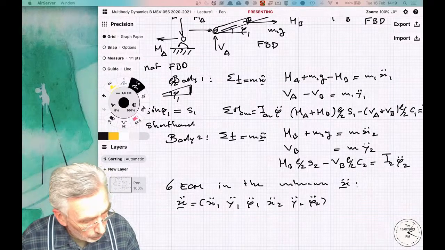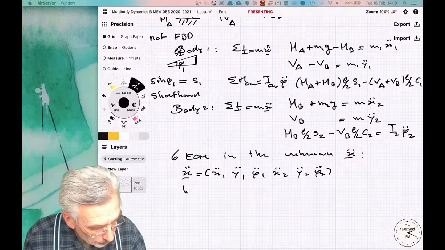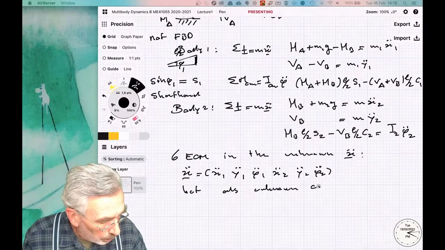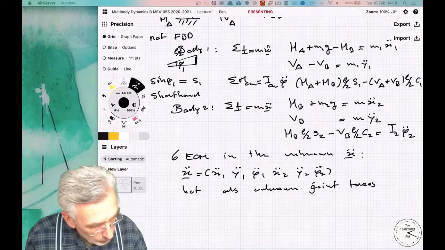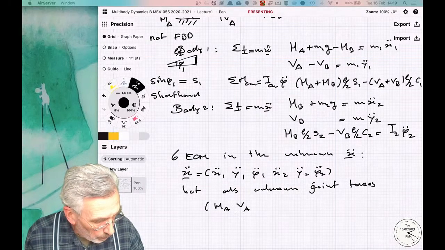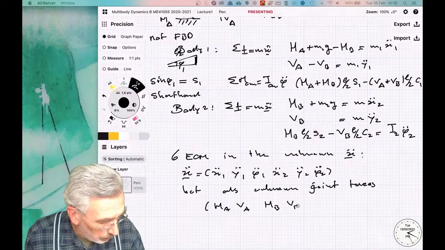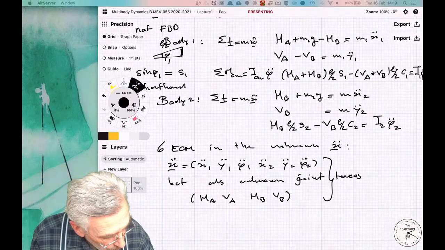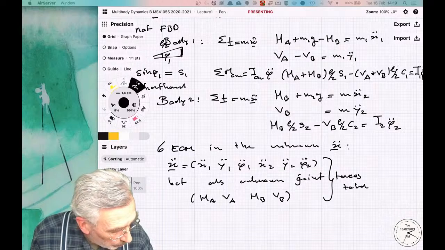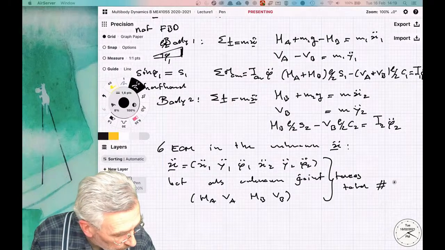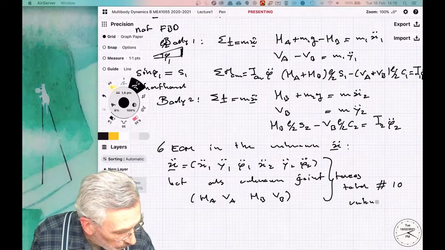So not only do we have unknown accelerations, but also unknown joint forces. Let's call them joint forces. And the joint forces are, in this case, HA, VA, HB, and VB. And that makes the total of unknowns: 1, 2, 3, 4, 5, 6, plus 4, 10 unknowns.